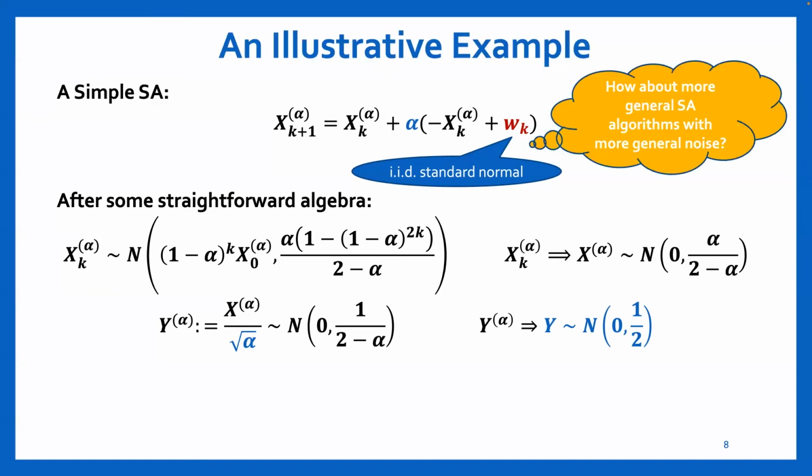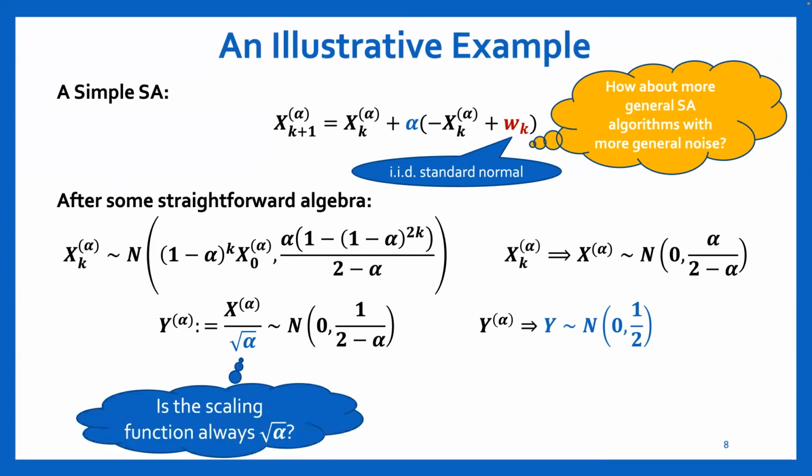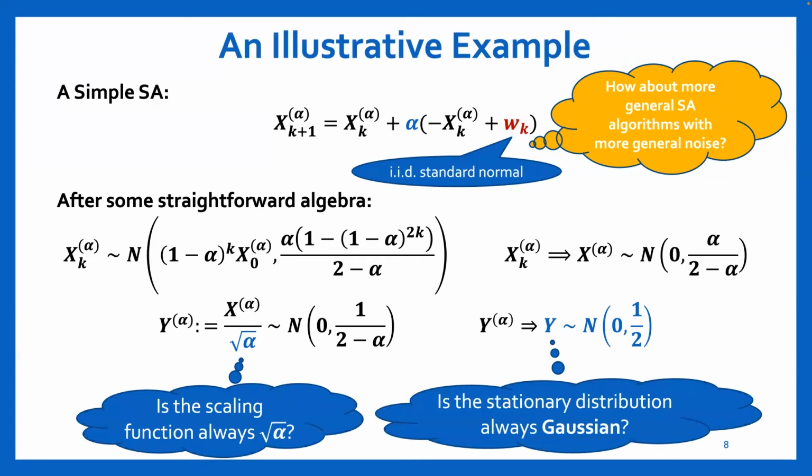We are interested in more general cases. Say we have a more general update rule, and we don't know the entire distribution of the noise, probably we only know the mean and the variance. In this case, can we determine the correct scaling function and also characterize the distribution? In particular, we're interested in the following two questions.